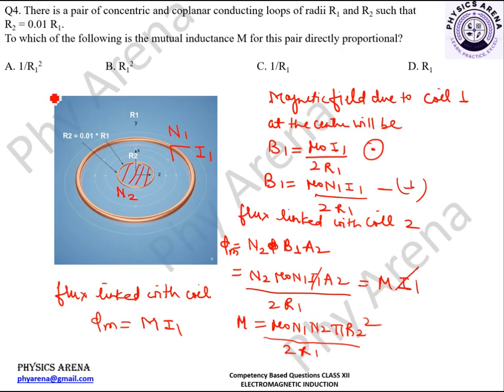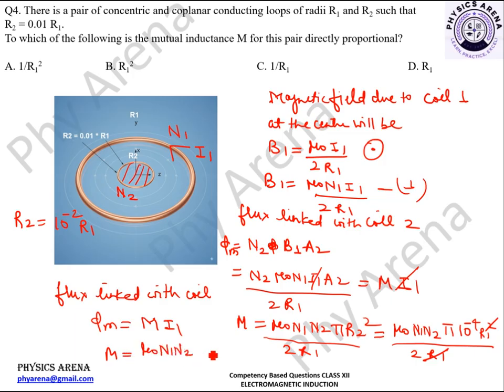It is given in the question that R2 is equal to 0.01 times R1. So R2 is equal to 10 to the power minus 2 times R1. When we square it, it will be 10 to the power minus 4 times R1 square. So I can write M as mu naught N1 N2 pi, and R2 square as 10 to the power minus 4 into R1 square, divided by 2 R1. This R1 cancels out with one R1, and we are left with M equal to mu naught N1 N2 pi multiplied by 10 to the power minus 4 divided by 2.